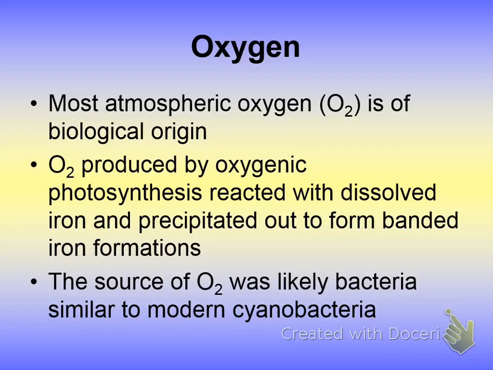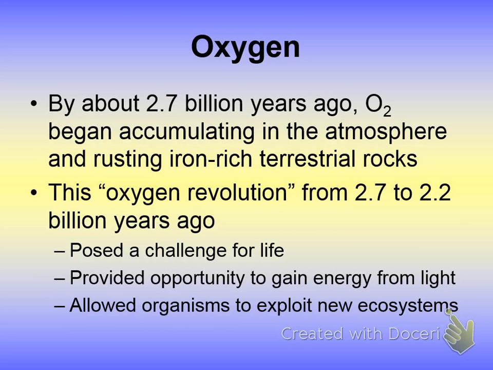The first source was probably cyanobacteria. They're everywhere, and they produced some of this. But about 2.7 billion years ago, we started getting oxygen in our atmosphere. Oxygen evolution is 2.7 to 2.2 billion years ago. This really helped change everything. It helped make it so that animals could survive. Up to this point, we couldn't survive.